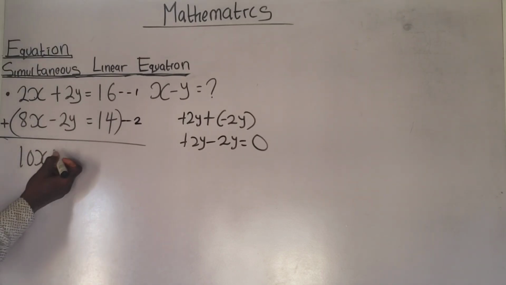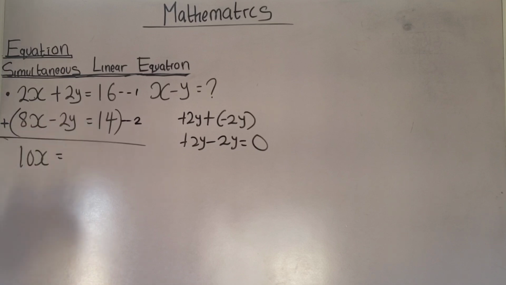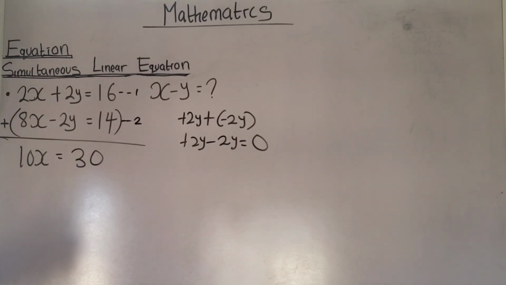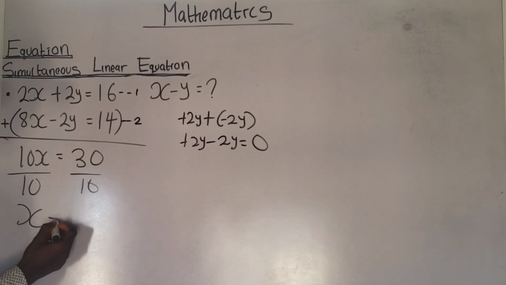In this case, I've already eliminated y. Now, go to the right hand side of the equation. 16 plus 14. That will give us what? 30. You understand? So I'm going to have 30. Now, I can get the value of x by dividing both sides by 10. So x is equal to 3.